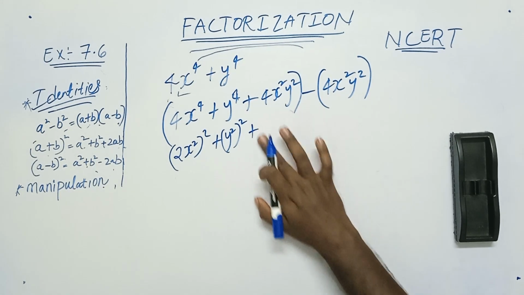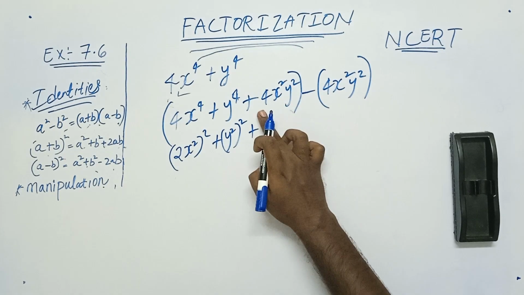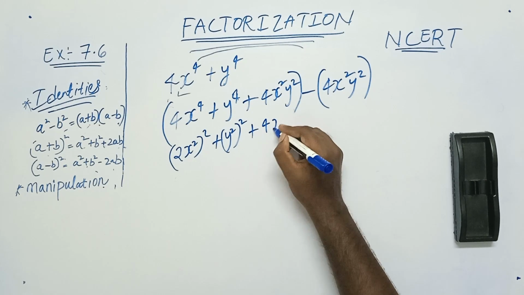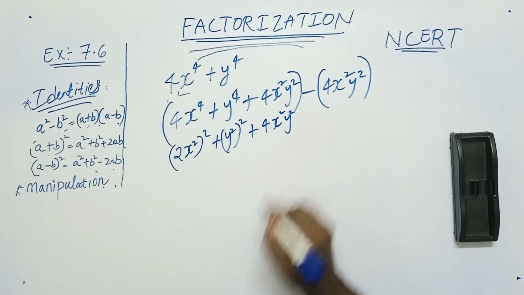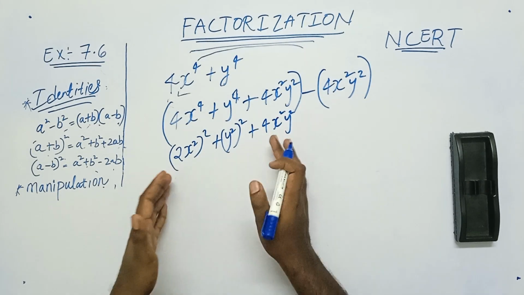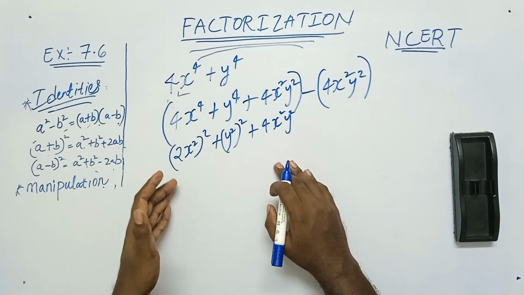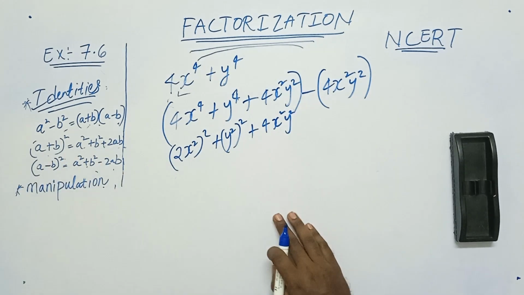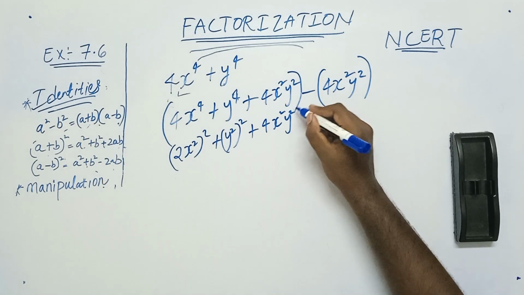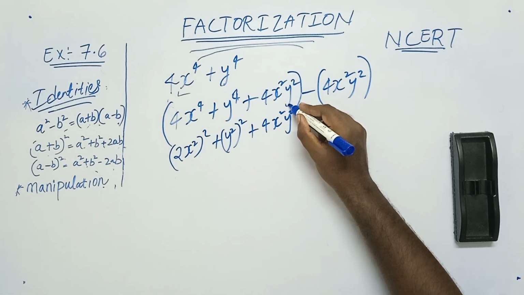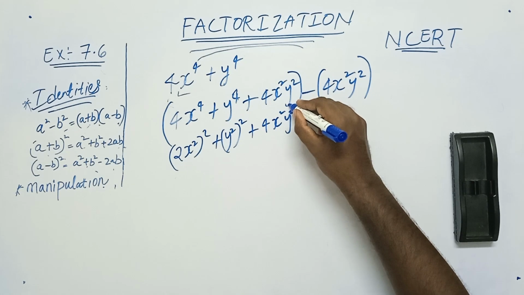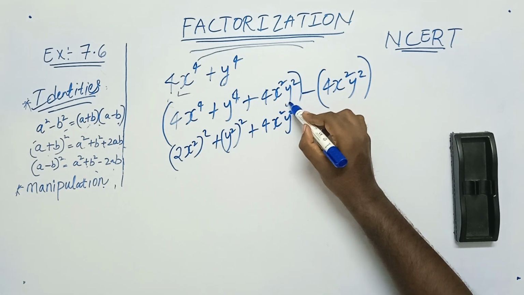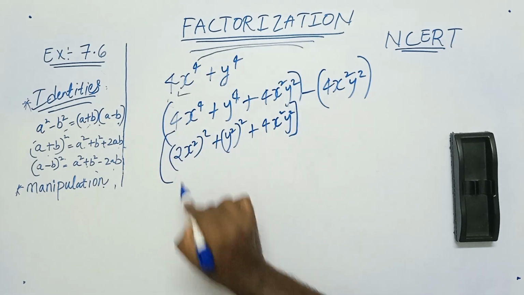Wait a minute. If I just write this as 4x square y square, it's not that I'm simplifying. I'm just trying to make this expression resemble the given formulas or not. I'm trying to check, right? So what I'm going to do now is keep it in the square bracket.